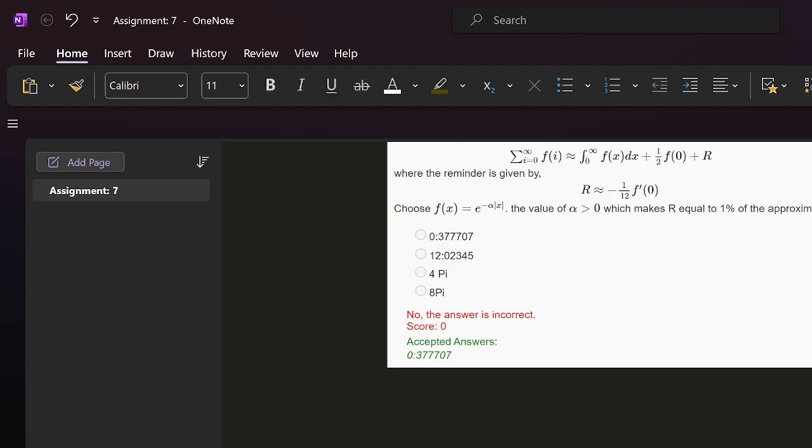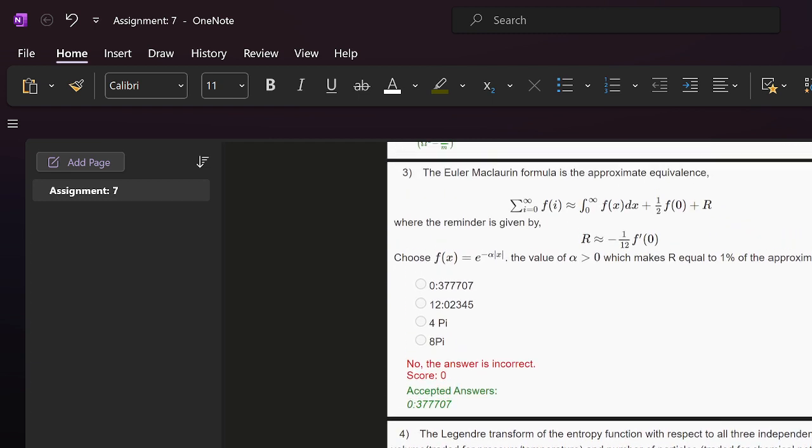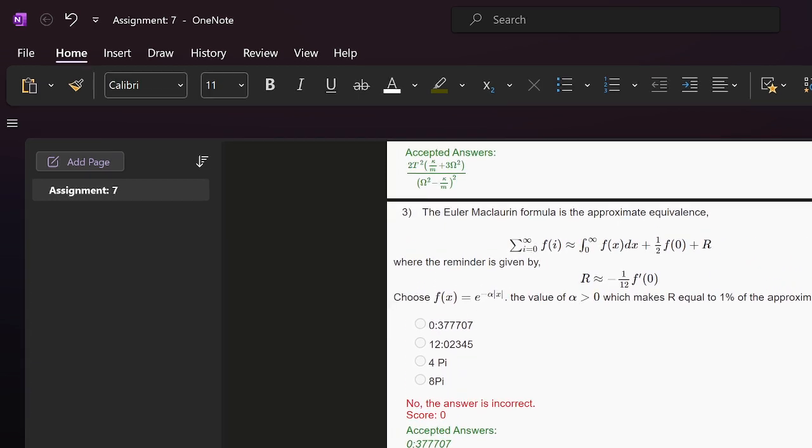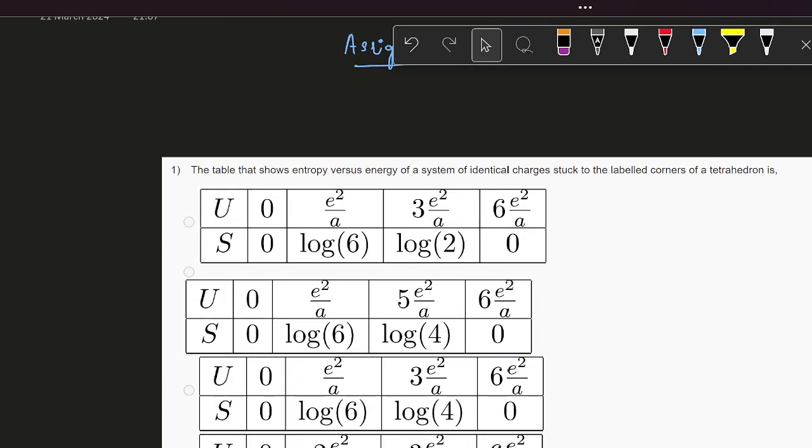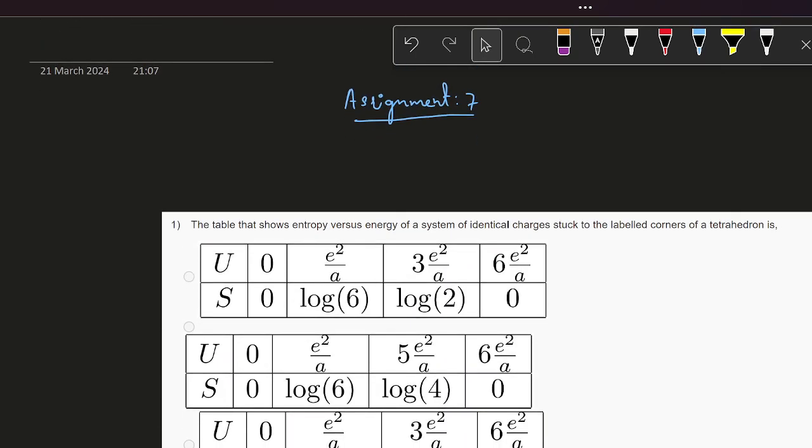So we are done copy pasting the 4 questions. Now let me go to full screen so that it is more clearly visible to you. Okay, hope the screen is visible. So now we can start.